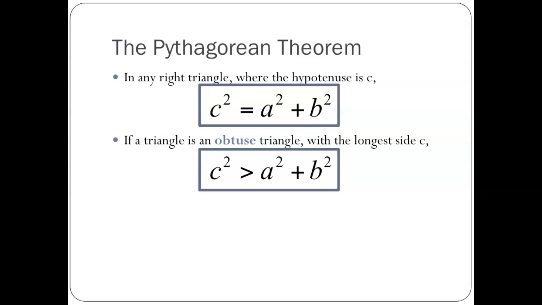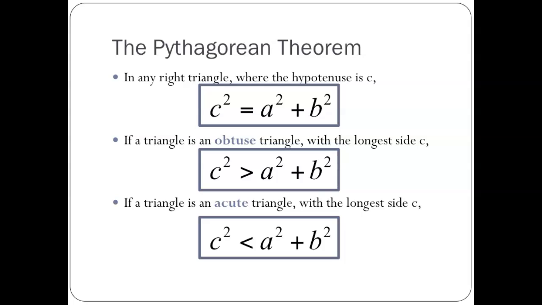On the other hand, with an acute triangle, we have an angle that's less than 90 degrees. So I'm just lining this up so that it's a little easier to remember. With an obtuse triangle, c squared is greater than a squared plus b squared, but with an acute triangle, c squared is going to be less than a squared plus b squared. And so if you have three sides of a triangle, you'll be able to identify if it's a right triangle, an obtuse triangle, or an acute triangle.